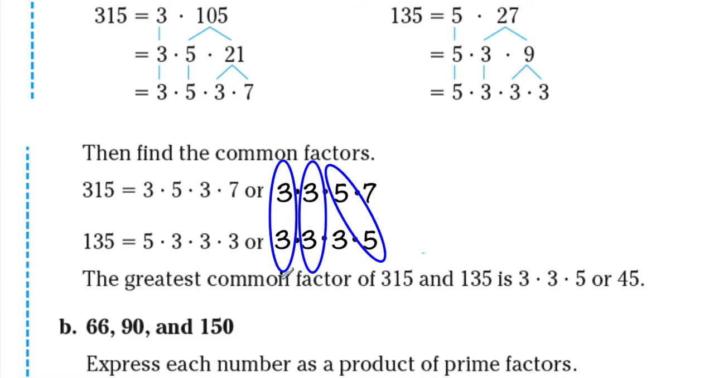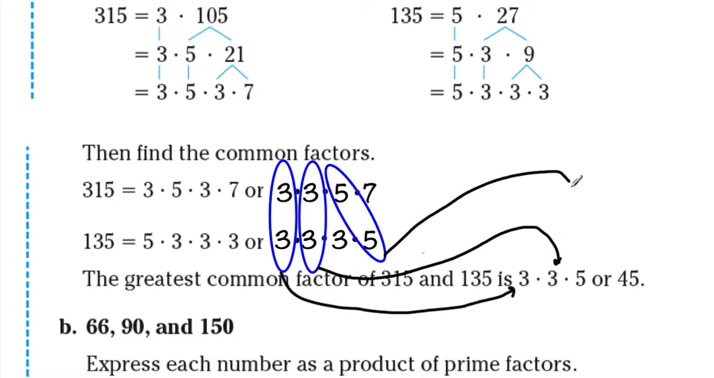We bring the other 3 down right there, and we get that 5, bring it down right there. And we simply multiply those, 3 times 3 times 5, and that will end up with 45. So the greatest common factor of 315 and 135 is 45. If you notice, these are huge numbers. So if you start listing the factors of these numbers, it'll take you a long time.